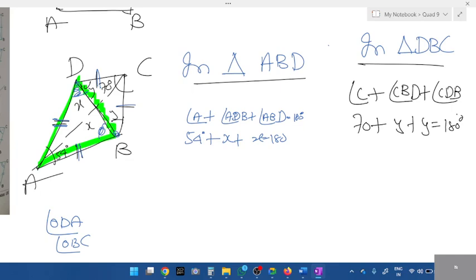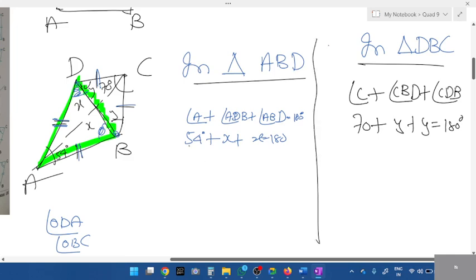Okay, students done? Understood, all of you? Will you complete this question now? Find the value of X and Y. All of you will solve this. I'll give 2 minutes. I'll be back. Complete it.